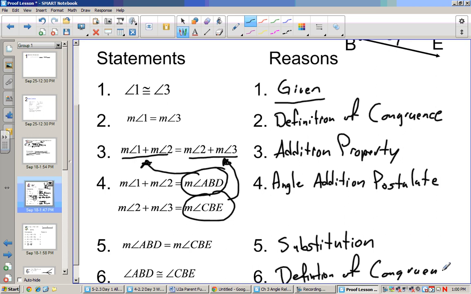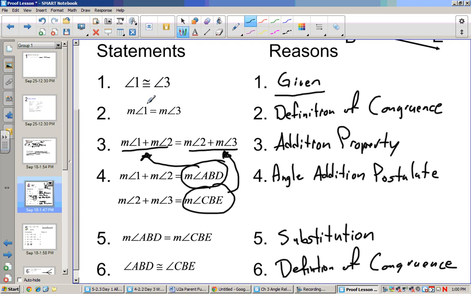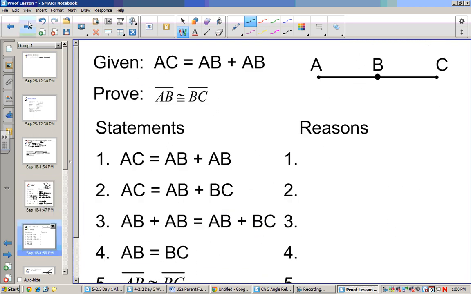Now we have just finished the proof, and we went from the beginning to the end, and we went through this logically to get to the answer. All right, let's try another one.